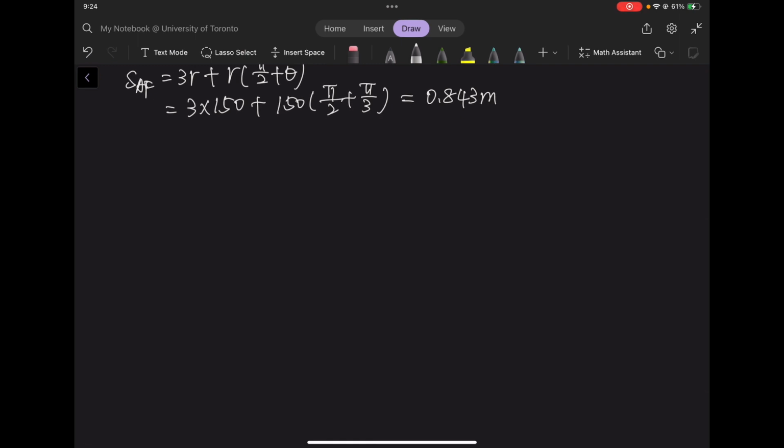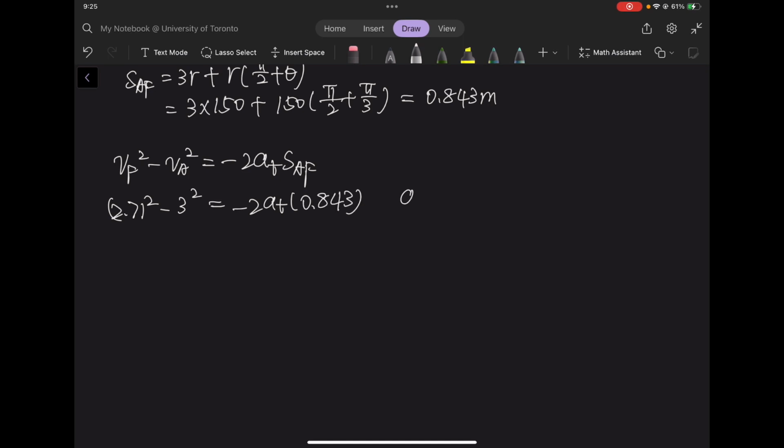As I said, it is rectilinear motion in the tangential direction, so we can use our formula set. The first is Vf squared minus Va squared, which is equal to negative 2 AT times SAF. 2.7 squared minus 3 squared is equal to negative 2 AT times 0.843. AT is equal to 1.015 meters per second squared.